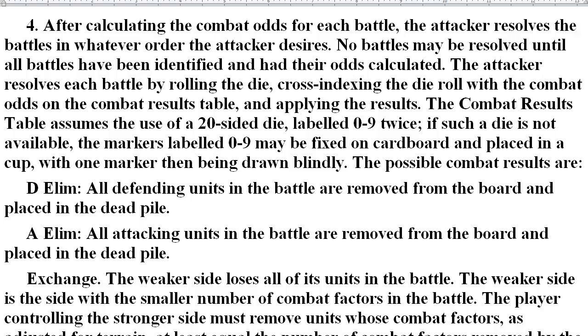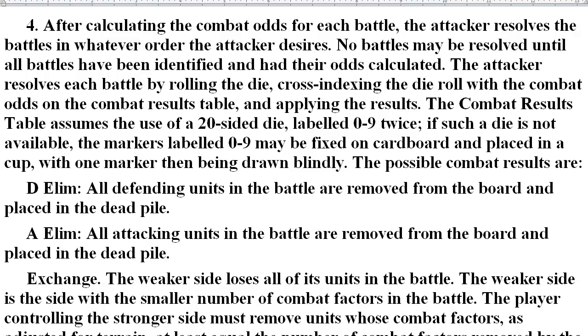The combat results table has a series of rows, one for each die roll. It has a series of columns, one for each possible set of attacking odds. You identify the column corresponding to the battle, say the 3 to 1 column. You roll the die and you determine the numerical result, and then you look in the table, and there are a series of entries. D limb means that all defending units in the battle are removed from the board and placed in the dead pile. Each player has a dead pile. It's an area off board where all of the dead units from each side are stacked.